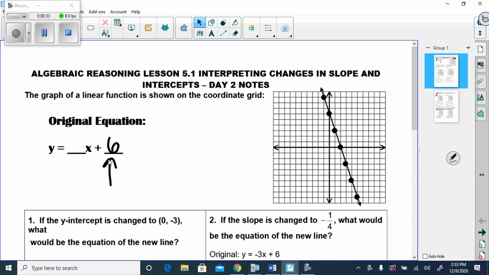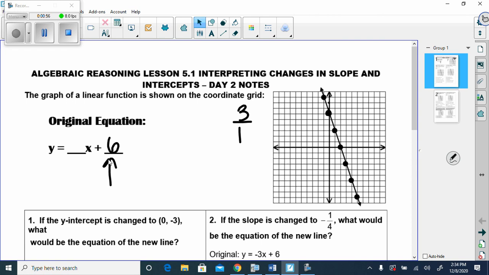All right, and then to find my slope or my rate of change, I just need to count how far it is from one point to the next on the line. And we always rise and then run, right? So if I'm right here at this point, how many do I have to go up? 3. And how many over? 1. So I have to go up 3 and over 1.